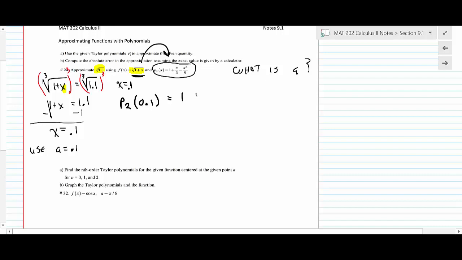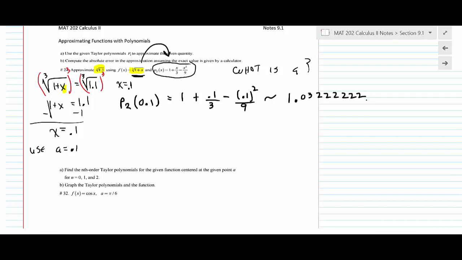So that would be 1 plus 0.1 over 3 minus 0.1 squared over 9. And then you just do this on the calculator. I've already done this, so just to save time, if you did that on your calculator, you would have 1.03, then a whole bunch of 2's. I just took whatever I got on my calculator all the way to the end. So that would be what you have on part A.